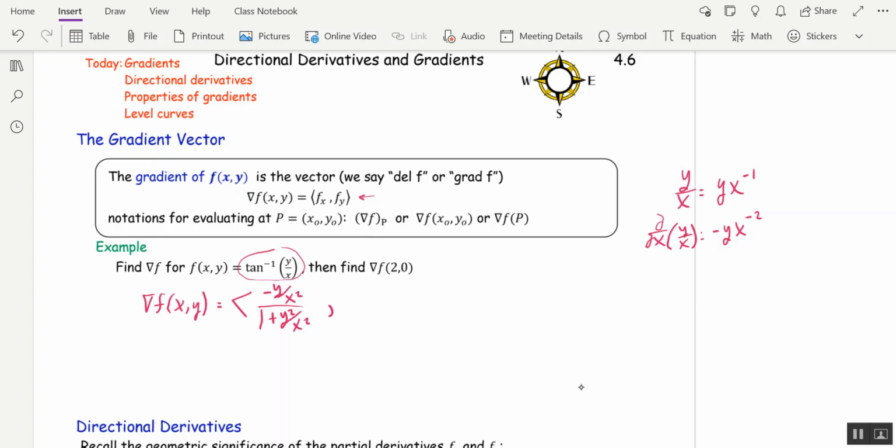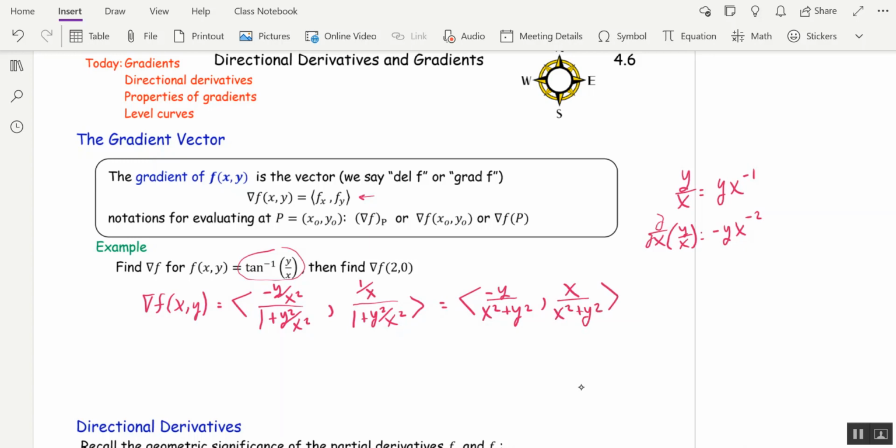And then for the partial derivative with respect to y, it's a little easier. Again, the denominator is 1 plus y squared over x squared. And the numerator is just 1 over x, because that's a constant with respect to y. All right? And let's clean that up. It's a complex fraction. We're going to take both of these fractions and multiply by x squared over x squared. So the first one becomes negative y over x squared plus y squared. And the second one becomes x over x squared plus y squared.